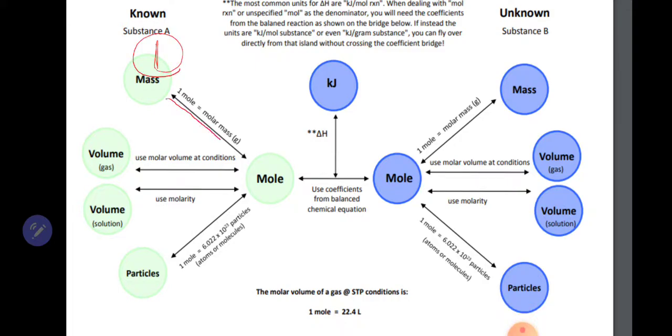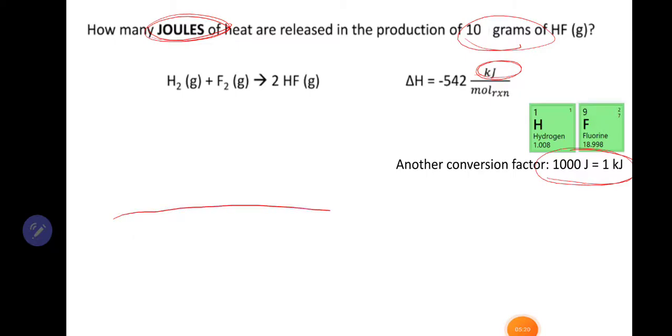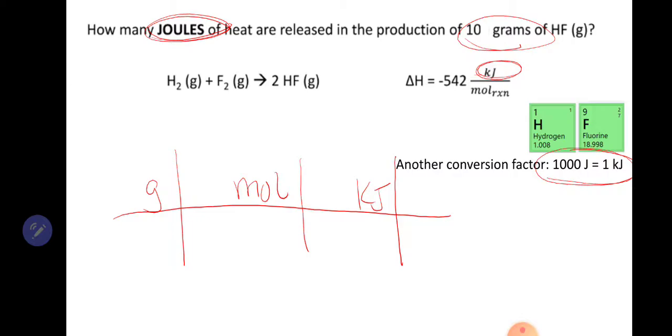If I follow my map down the line, box number 2, that's going to be moles. And if I keep going, because I don't want moles, I want energy, I can get to kilojoules right there. And then the last step will convert to joules with our other conversion factor. So we're going to have grams, moles, and then energy. So there's my grams in box number 1. Box number 2 gets moles. Box number 3 gets kilojoules, but I want regular joules. So that's box number 4.